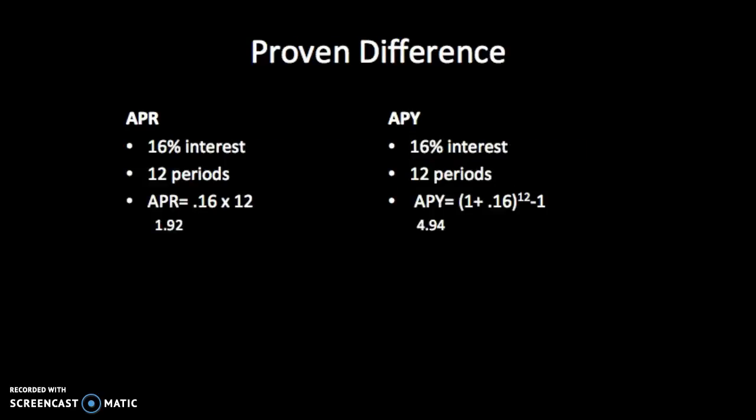Now, to prove the difference, if you take a 16% interest rate and 12 periods, the APR is going to be 0.16 times 12, so that's going to give you 1.92. The APY, on the other hand, with the same exact numbers, is going to give you 4.94. Those are drastically different numbers, and those are drastically different outcomes that you're going to be paying.